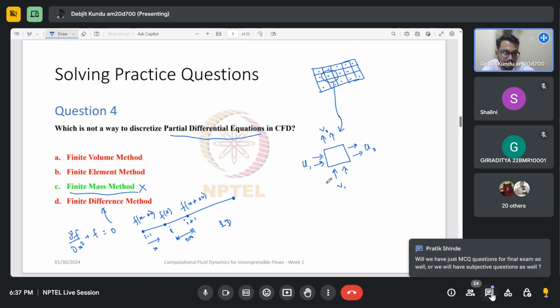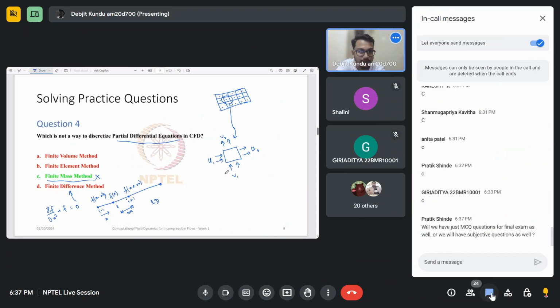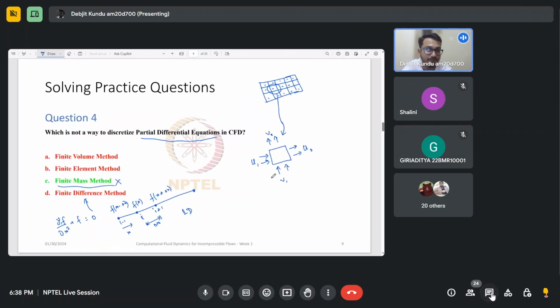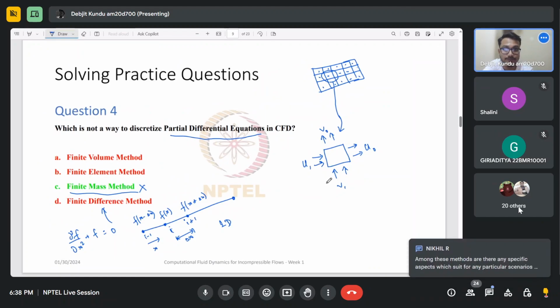Okay, so if things are clear, we will... Okay, I have a question in the chat box. Will we have just MCQ questions for the final exam, or will we have subjective questions as well? This I'm not sure. The exam part is handled by other members of NPTEL. I really don't have an idea here. So you can ask this in the forum. Someone will be able to clarify. Okay. I'm sorry, I don't have the answer to your question.